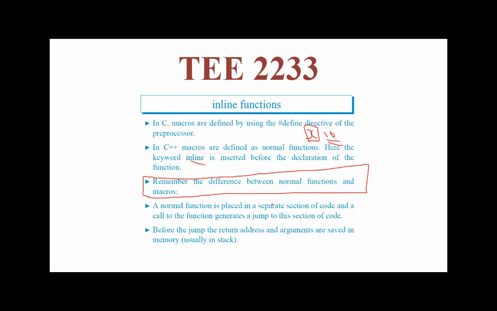A normal function is placed in a separate section of code, and a call to the function generates a jump to that section of the code. Before the jump, the return address and the arguments are saved in memory. Okay, so we have this x as a function, right? And x is a function there.